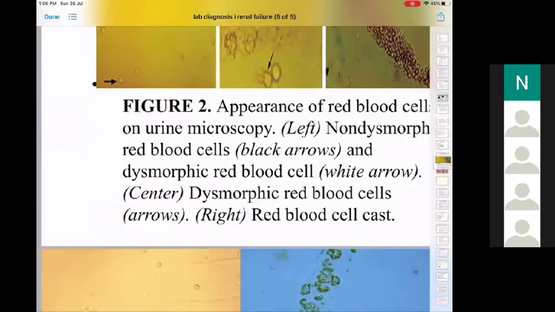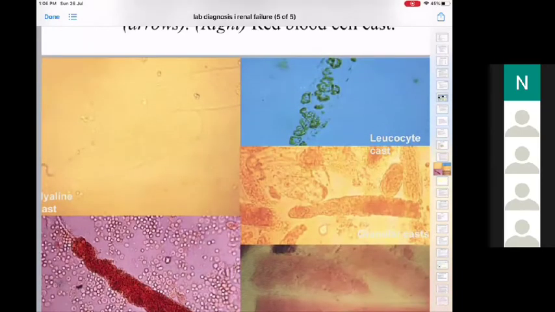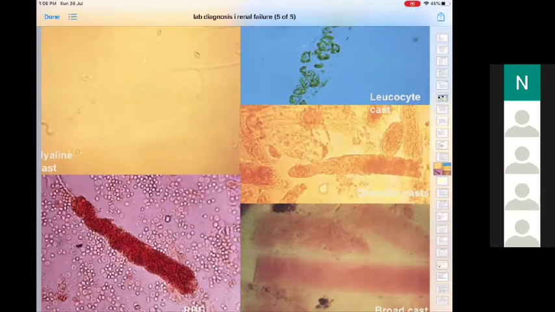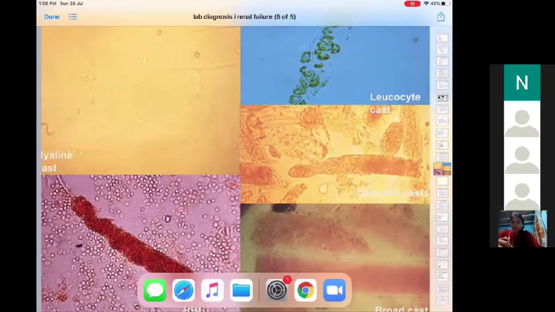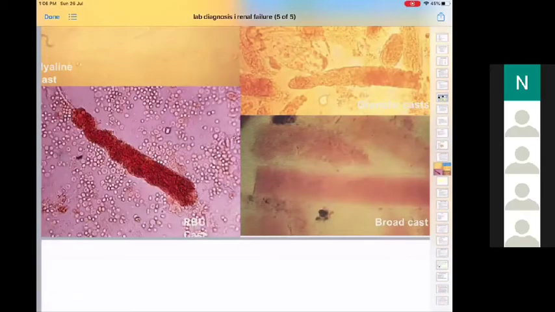In this picture, different types of cast are there. What is a cast? A cast is a parallel structure formed by different things. Like if WBCs are arranged in parallel, then this is called a WBC cast or leukocyte cast. If RBCs are present, it is an RBC cast. If there is a ground glass appearance in urine microscopy, then this is a hyaline cast. And a broad granular cast is also present in chronic renal failure or chronic kidney disease. Okay.